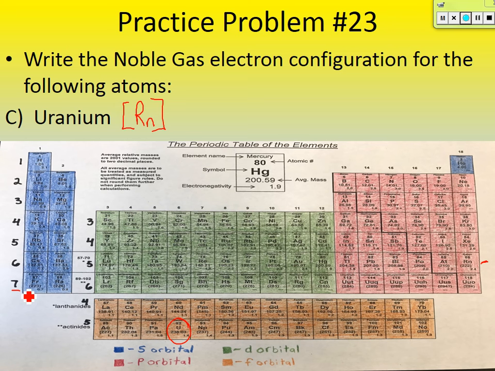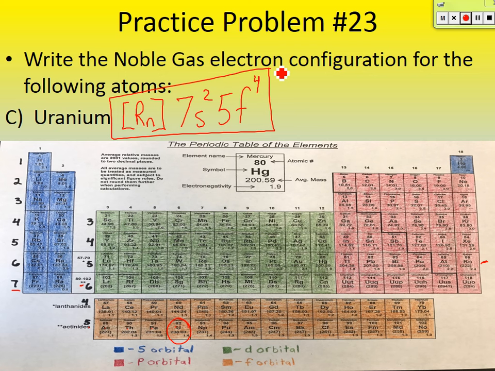Let's go to the 7th energy level now. 7s2. Now be careful here. You've got 2 asterisks which are telling you to drop down to this energy level. So 5, and what orbital? 5f. And how many over is it? 4. Okay, and that's it. Doesn't that save us a lot? Look how much time and writing it saved us to be able to do the noble gas electron configuration.